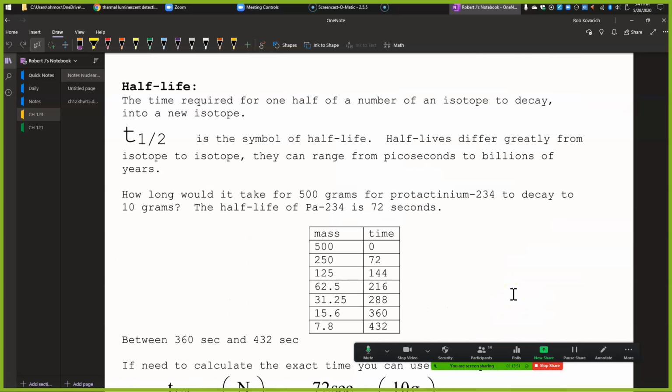Okay, next thing we're going to talk about is half-life. Do you guys know the crux of half-life?